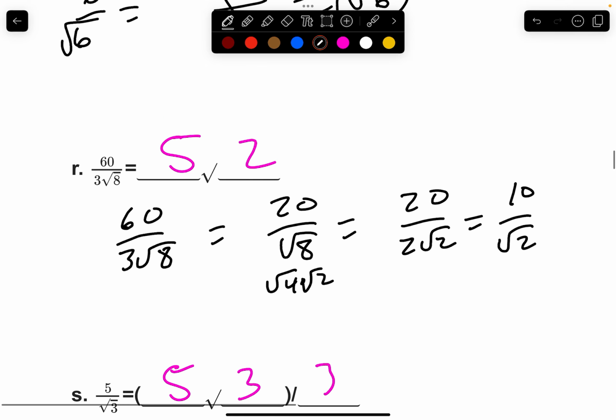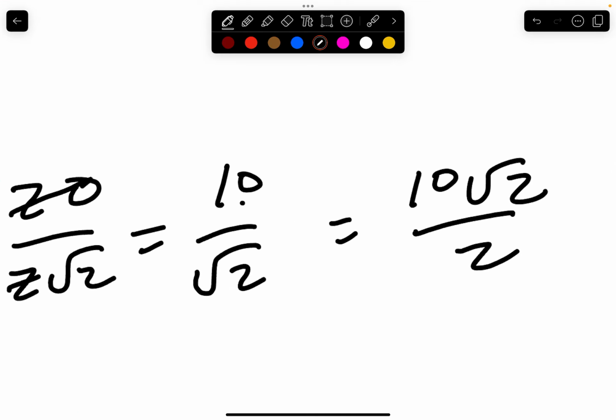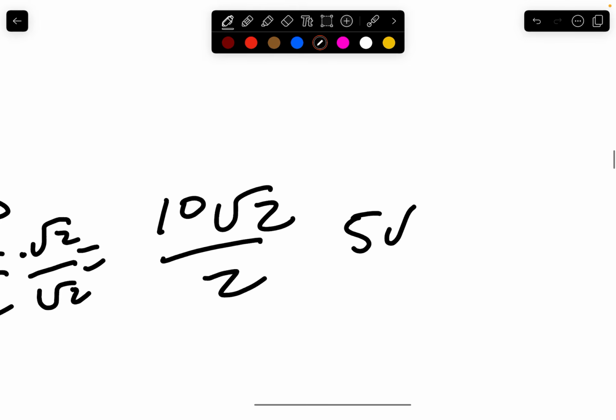Ooh, take a minute. Breathe. 60 divided by 3 is 20. Root 8 is root 4 times root 2, which is 2 root 2. Root 4 is whole number 2. And then 20 divided by 2 is 10. But we still have to rationalize the denominator. That would be 10 root 2 over 2, right? We're doing times root 2 over root 2. So we rationalize the denominator by making it a whole number. And then one more division, 10 divided by 2, 5 root 2.